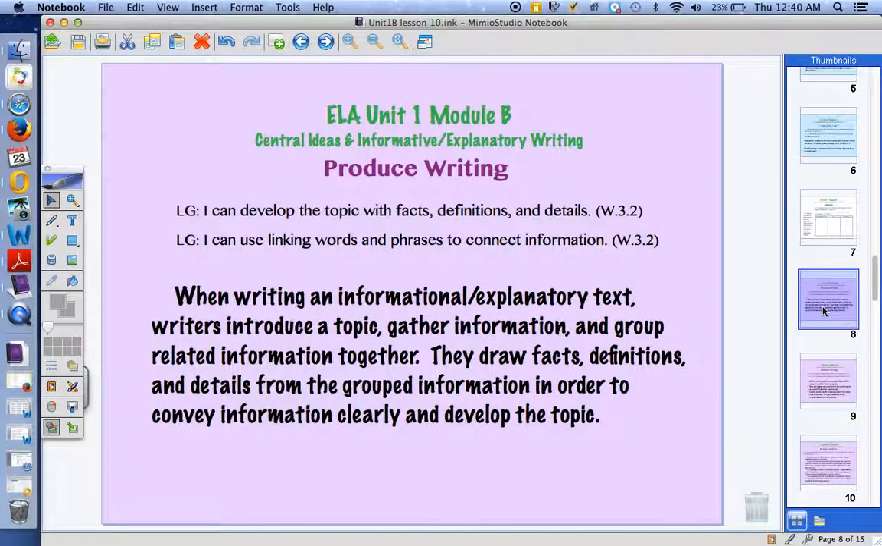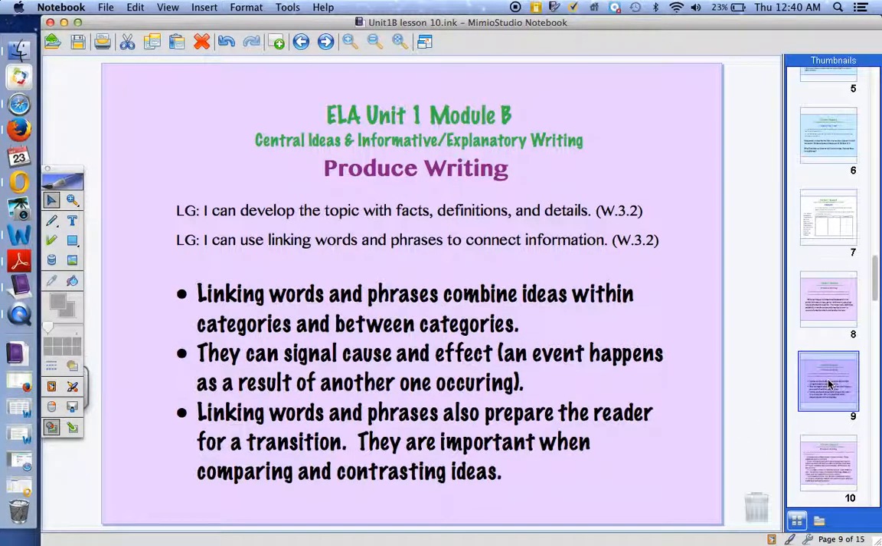After work with the graphic organizer, we're going to move on to producing a piece of writing. So I just wanted to review what informational explanatory text should include. They should have the topic, and we're working to gather information and group related information together. That's where our graphic organizer comes into play. We want to make sure that we draw facts, definitions, and details from the grouped information in order to convey it clearly and to develop the topic.